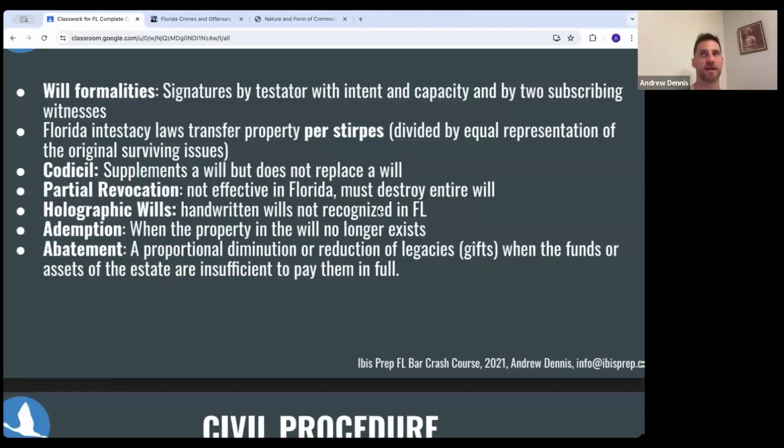Whereas abatement is a diminution in value. So if you have an account worth $1 million, and now Susie likes to go out and gamble, and now that account is only worth 500,000, and each of the 4 kids was promised 250,000. Well, now they're only going to get 1/4 of the 500,000 instead of 1/4 of the 1 million because of the abatement in the account.